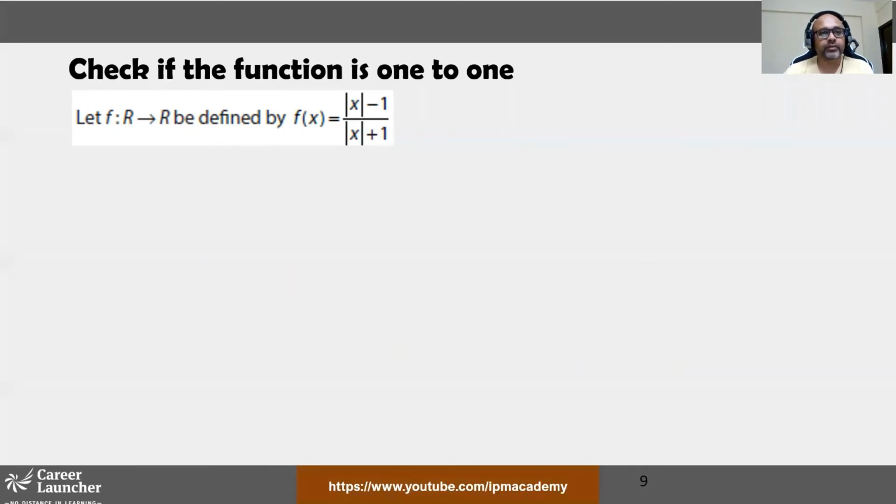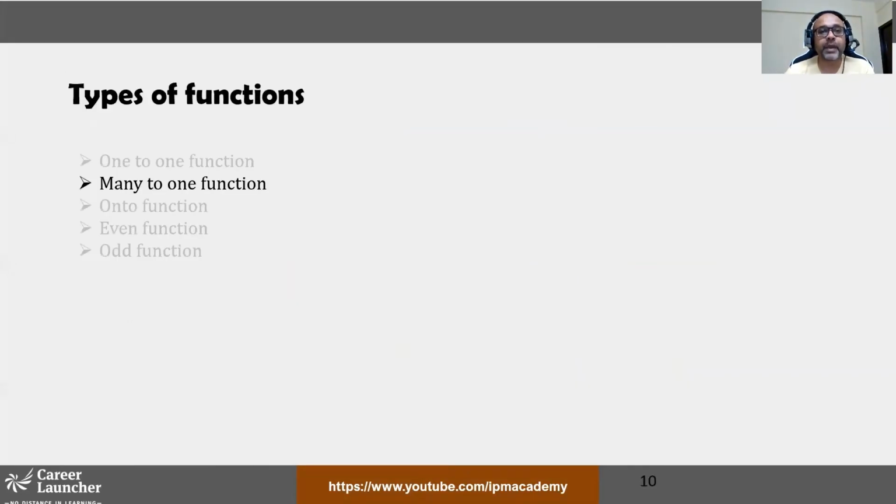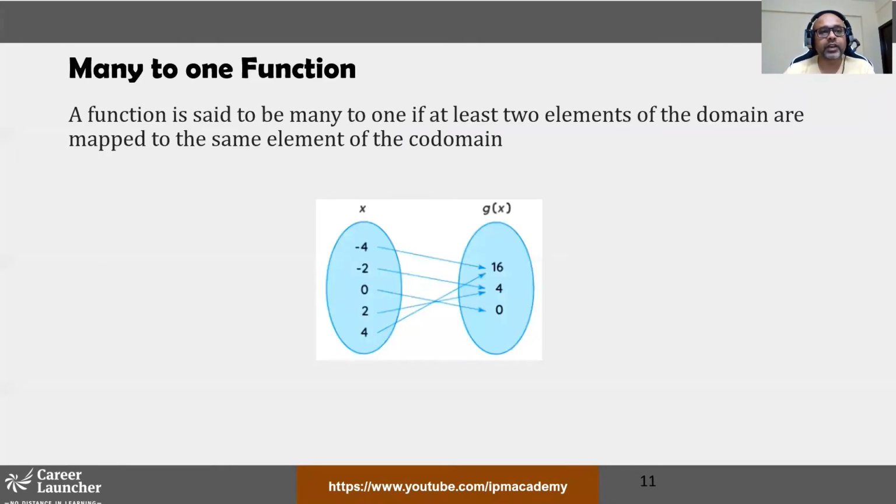Right, moving on. The next type of function is many-to-one function. Now, what is a many-to-one function? A function is said to be many-to-one if at least two elements of the domain are mapped to the same element of the codomain. So you can see here in this example that both -4 and +4 are mapped to 16. So many inputs are giving you one output. That is the meaning of many-to-one. Many from the left hand set, which is the domain, mapping to 1 in the codomain, which is allowed as a function, right? So this is called a many-to-one function.